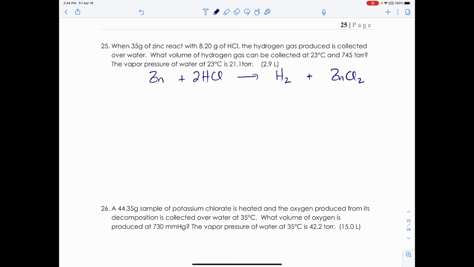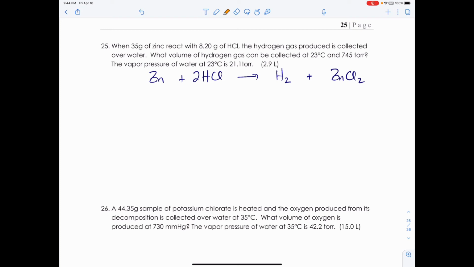Now, when you read the question, did it jump out at you, number one, that this is a stoichiometry problem, right? So 35 grams of zinc is reacting with 8.2 grams of the hydrochloric acid, and we're asking for the volume of hydrogen gas produced, and then there's some conditions at the end. So does that sound to you like it's a stoichiometry problem? If this was a test, would you recognize that?